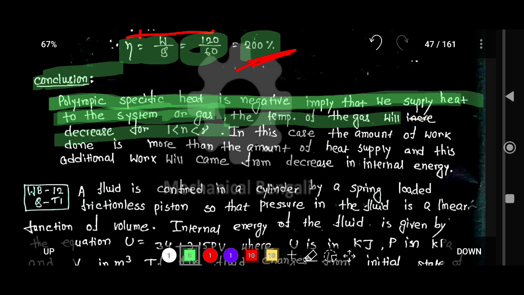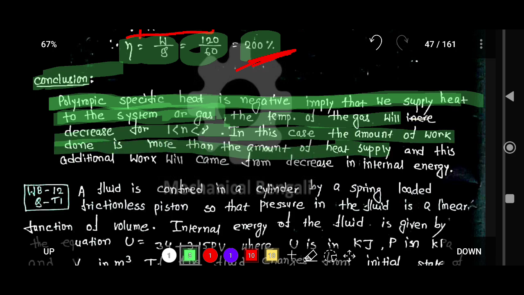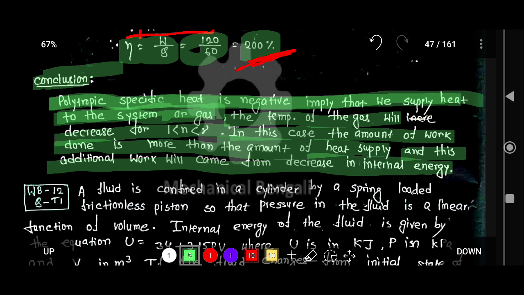Acha, so what is the answer of this question? Basically the answer is that in this case the amount of work done is more than the amount of heat supply. Okay, and this additional work will come from decrease in internal energy. So the additional work is coming due to the decrease in internal energy. So that will be your answer.